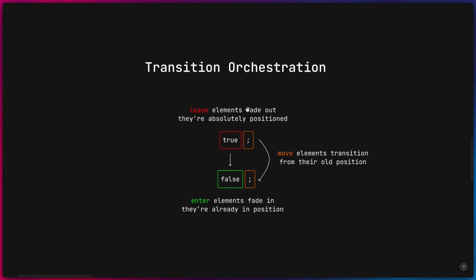The leave elements fade out. They're absolutely positioned, so they're going to be in their original position, and as they're fading out, the enter elements are going to fade in. So this false token here is already in position here. And then move elements are going to transition from their old position using the FLIP animation technique. And don't worry, we're going to look at the code and explain more how this works later.